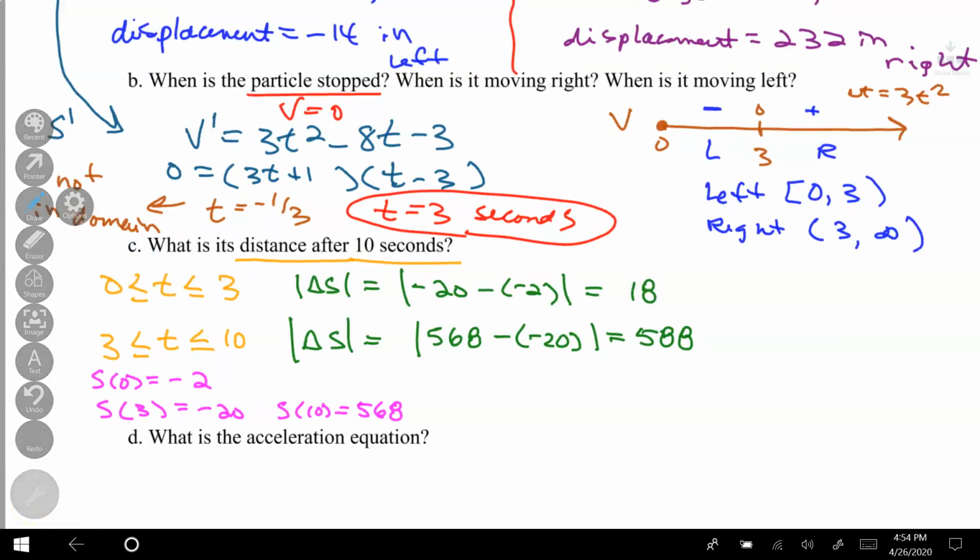Okay, if I want to know the distance after 10 seconds, I have to break it down from 0 to 3 seconds when it was moving left, and from 3 to 10 seconds when it's moving right. Remember, distance is the absolute value of that displacement. So I use my values for s of 0, s of 3, s of 10, and I figure out the distance from 0 to 3 was 18, and from 3 to 10 seconds was 588, and now I'm going to add them together, and I get a total of 606 inches is equal to the total distance traveled.